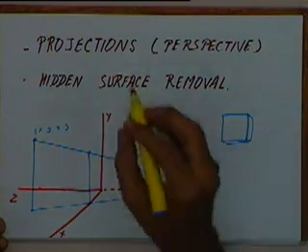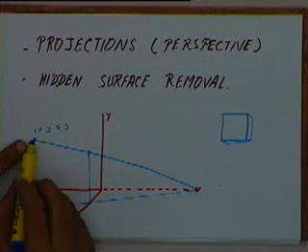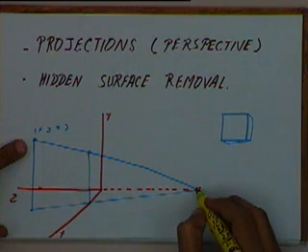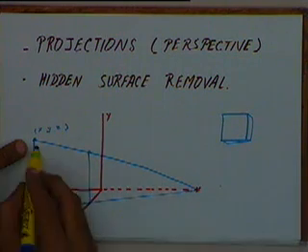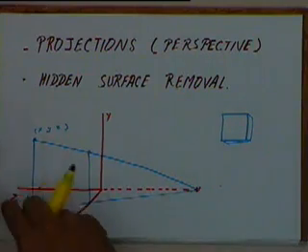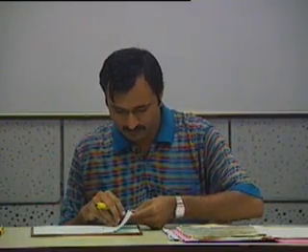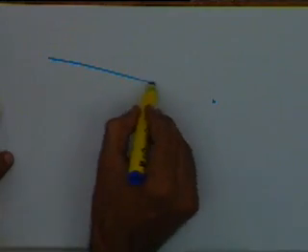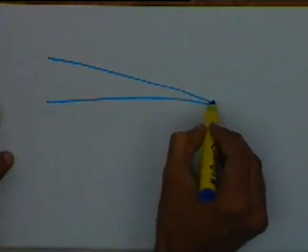This is basically because the projecting lines from the object are not parallel. The projecting lines are going to be all focused at the eye. For example, if you have any point x, y, z, these are the coordinate axes x, y, z, and this is the location of the eye. This is going to be the projecting line. So if this is the eye, all the lines are going to be projected in this manner.